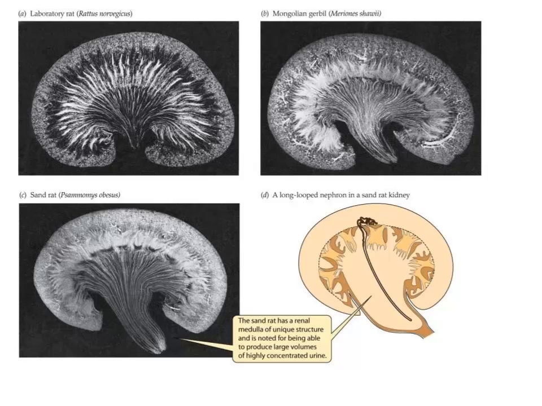So here we can see a laboratory rat, a Mongolian gerbil and a sand rat, and you can see as we move from an environment where there's plentiful water to an environment which is very arid and there's very little water, the length of the medulla increases and therefore the length of the nephron increases as well. So the greater the length of our nephron, the more hyperosmotic urine we can produce. If you just watch these two animations and then move on to the next slide, please.